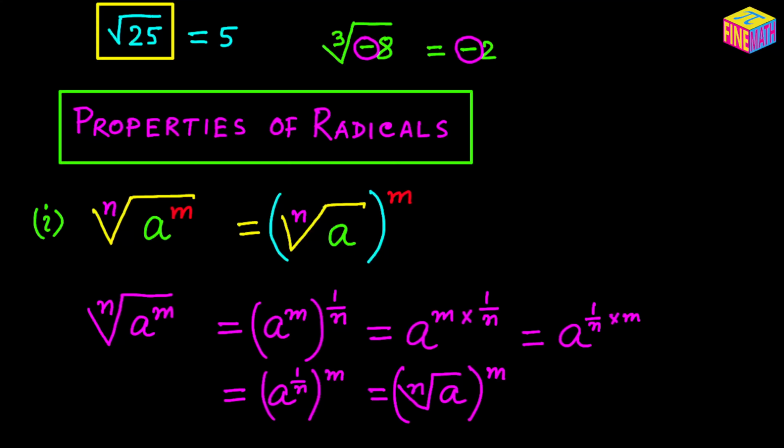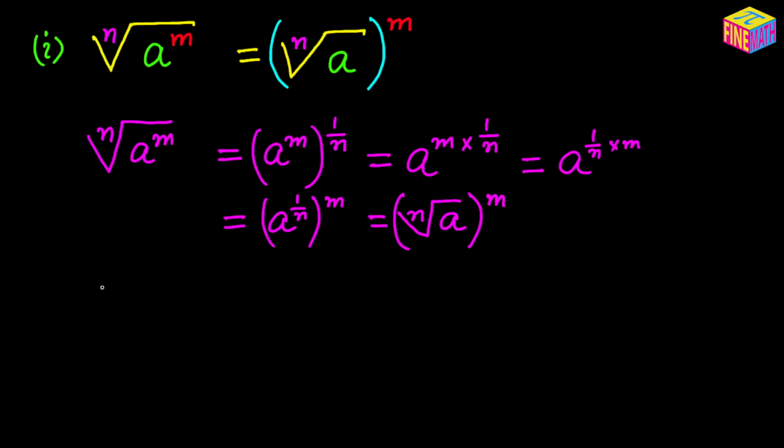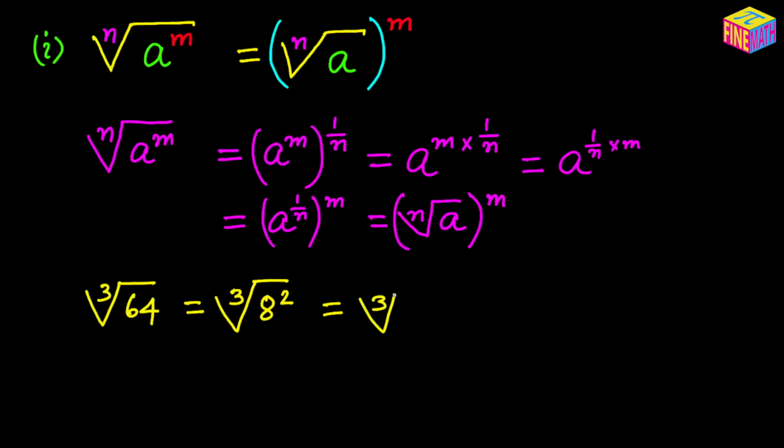Let's take an example. So suppose we have cube root of 64. Can we write it as cube root of 8 square? 8 square would be 64 obviously. And then from here, can we write it as cube root of 8 whole square? And then from here we can say, okay, cube root of 8 would be positive 2 and whole square of that will become 4. So the value of cube root of 64 is actually positive 4.